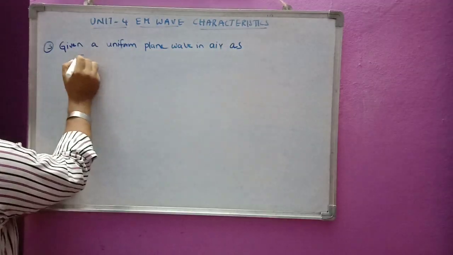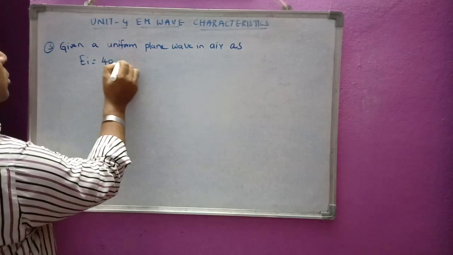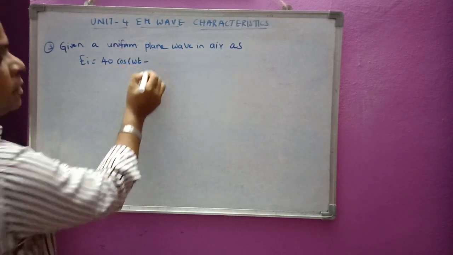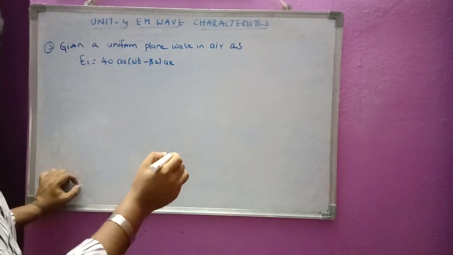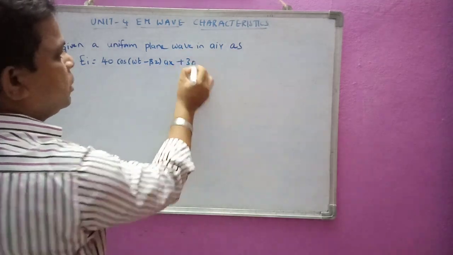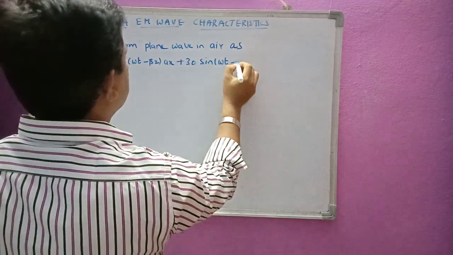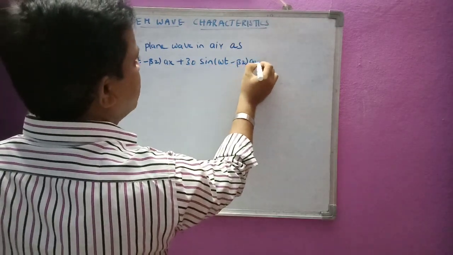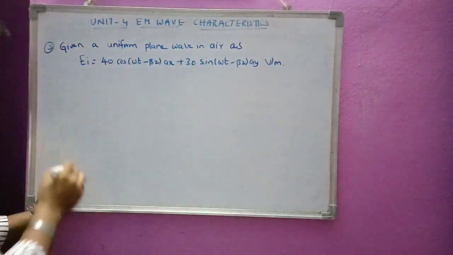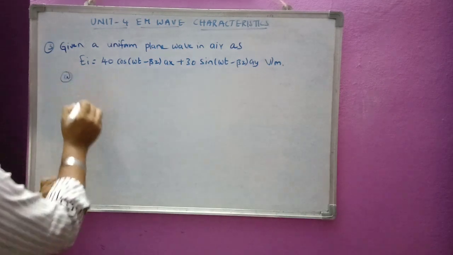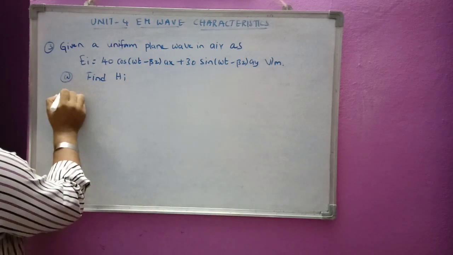He has given the incident electric field as EI is equal to 40 cos omega t minus beta z into AX plus 30 sin omega t minus beta z into AY volts per meter. Now we need to find the values here. In that, he has given: find the value of HI, the incident magnetic field here.